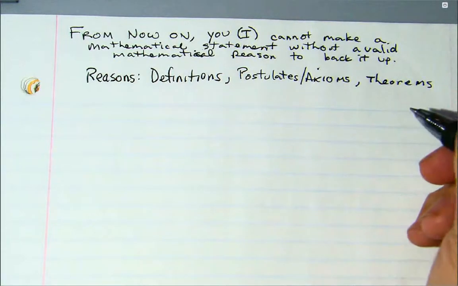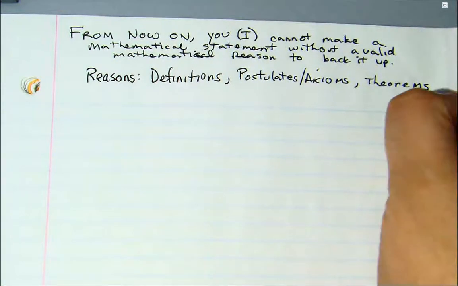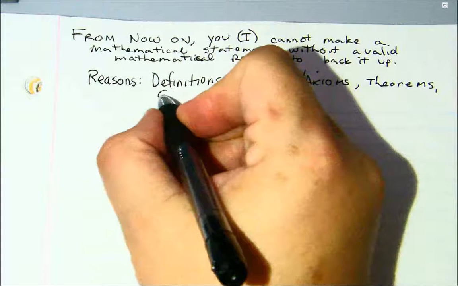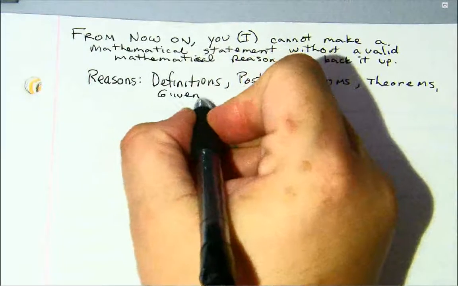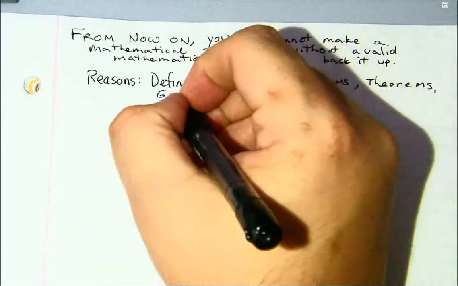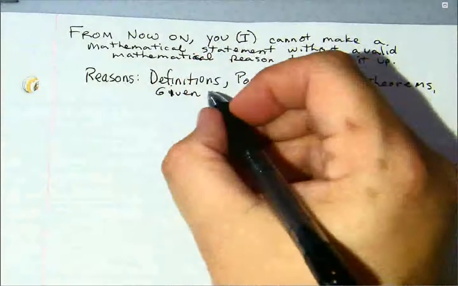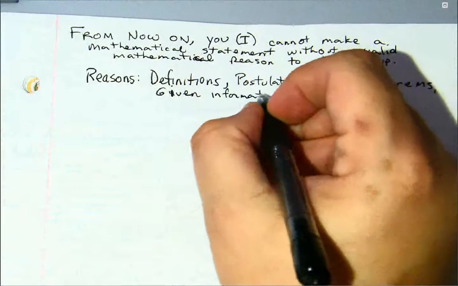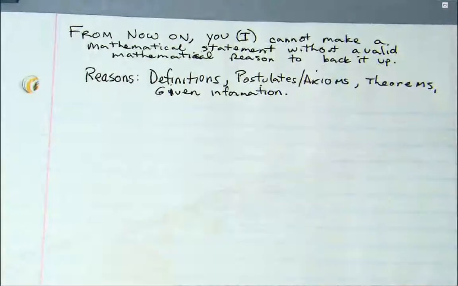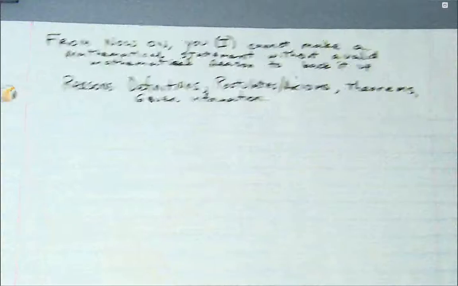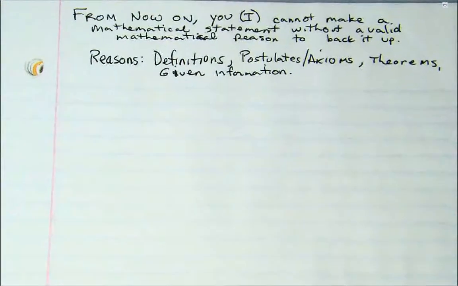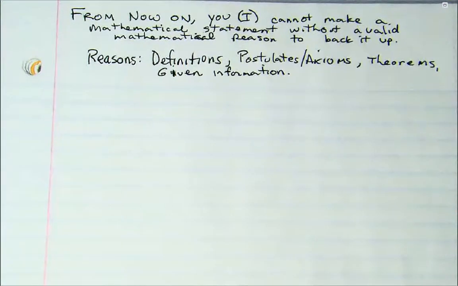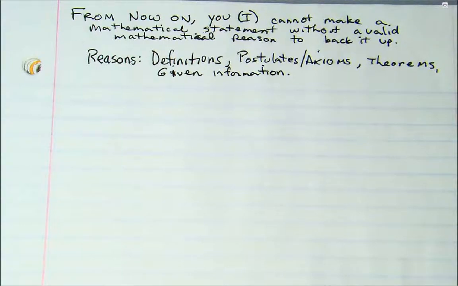And we're going to get into a lot of proving. And finally, given information. Oops, spelled given wrong. I put an 11 there. Given information. So, there would be some problems where you're given some information. Then we can use it, and we can use given information as a reason.